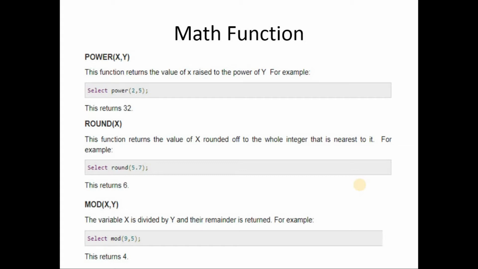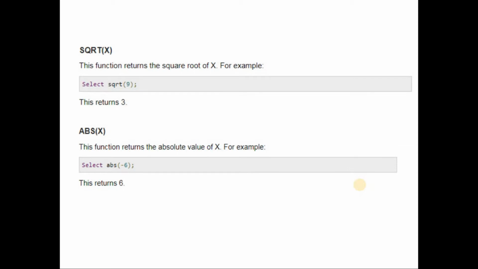After that the MOD function is there. If you divide 9 by 5, then the remainder you will get is 4. So it will display the mod like this, 4. The variable x is divided by y, and the remainder is returned. That is the example. After that the SQRT function is given to calculate the square root of a given value. If you calculate the square root of 9, it will return 3. After that the ABS function: select abs(-6) will return the absolute value, 6. You can practice all these math functions.